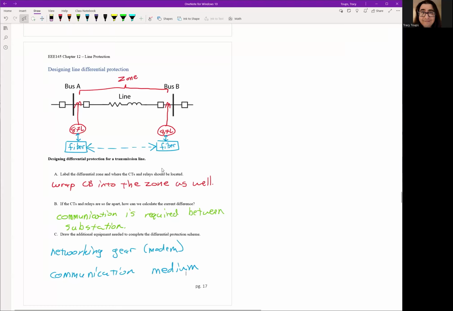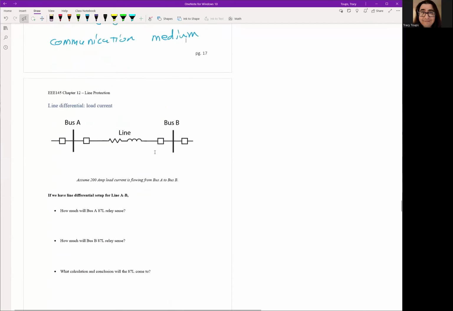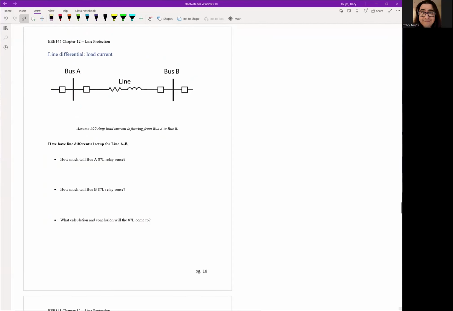So we'd have to literally install 30 or 40 miles of fiber optic cable on the transmission line towers with the main cable itself. And that could be pretty expensive. So differential protection is quite an expensive feature or an expensive protection package, but again, it's one of the best. So this is how you would design a line differential. So two relays, two CT sets, and then modems and fiber optic cables in between.